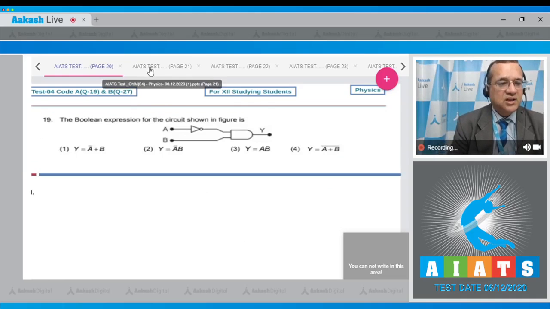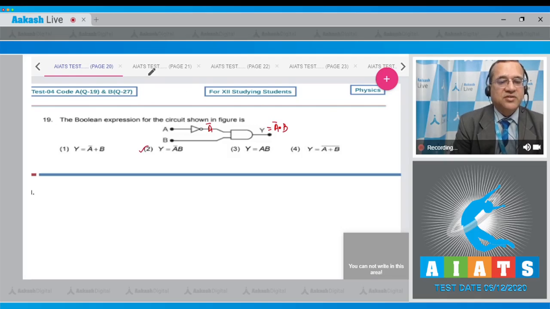In question number 19, the Boolean expression for the circuit shown in the figure is, this is a circuit given, and these are the 4 options. Now dear student, from A, if we take this input, and this is a NOT gate, from A you get A inverse, and from B, now these two combine here, it's an AND gate, so it's a multiply, so Y becomes equal to A inverse dot B. Look at the options. The second option is A inverse B. Therefore, the correct option is 2.